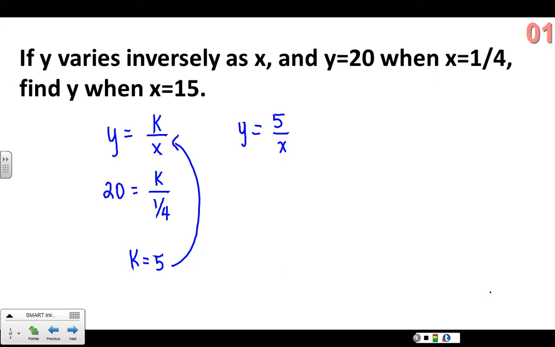So find y when x equals 15. So y is equal to 5 over 15. That reduces to 1/3.